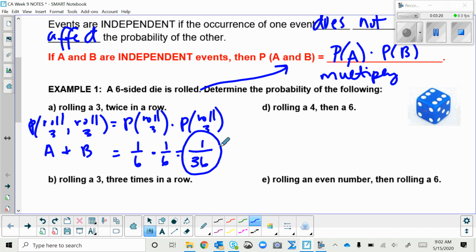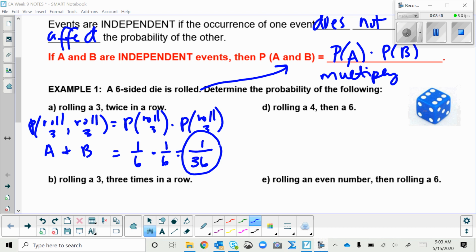And remember, if you wanted, you could convert that to a decimal and then a percent if you needed different representations of that information. For example, if you convert it to a decimal, it'd be 0.027, and as a percent, it's 2.77 or 2.8%. So the chance of you rolling a 3 two times in a row is 2.8%.